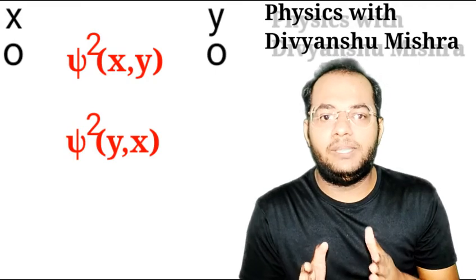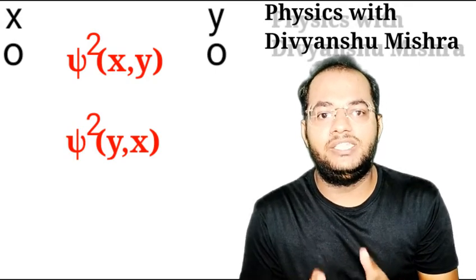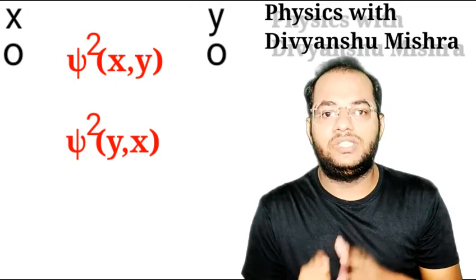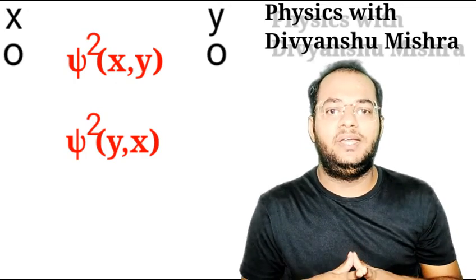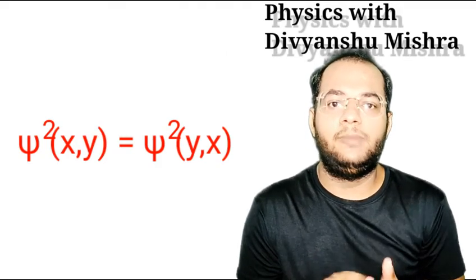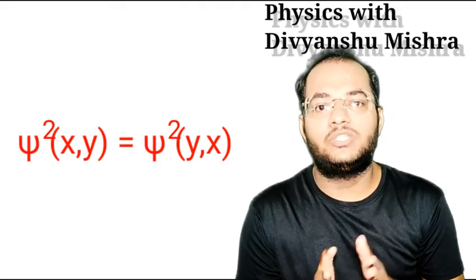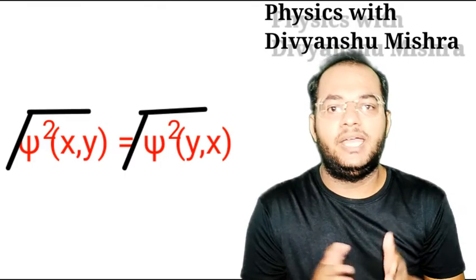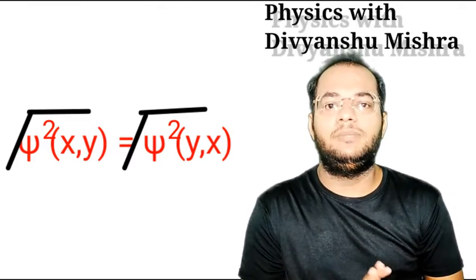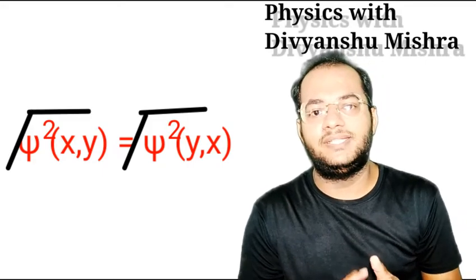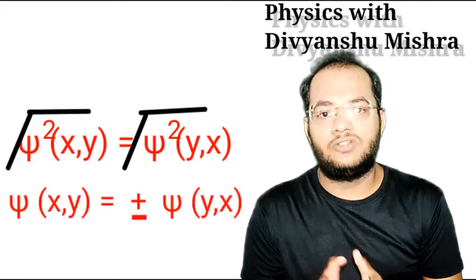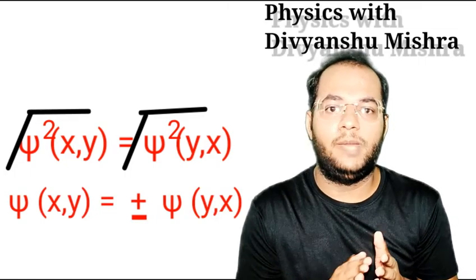As we already know that the particles are identical and indistinguishable, we can say that the probability density in both situations will be equal to each other. Then psi squared (x, y) is equal to psi squared (y, x). Now we can take the square root on both sides of the equation. As you already know, when you remove the square with a square root, there will be a plus-minus sign on one side of the equation. Then the equation will be psi(x, y) equals plus or minus psi(y, x).